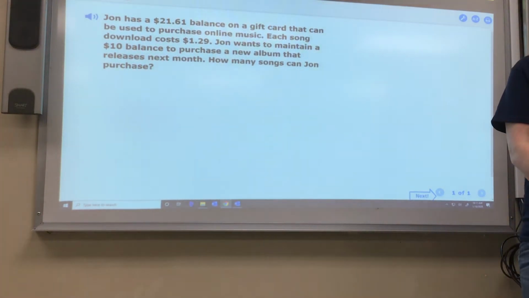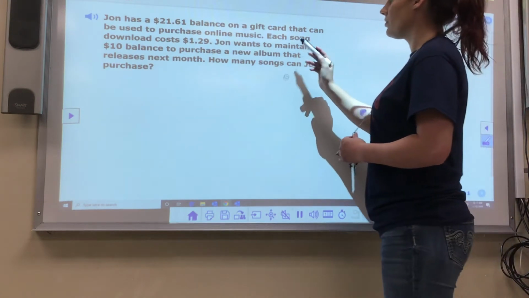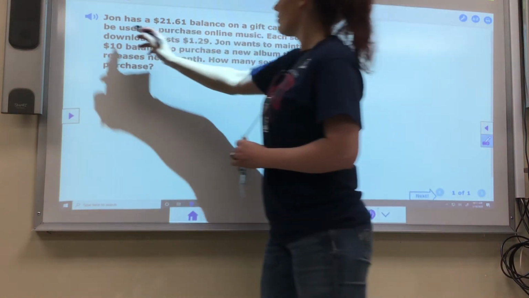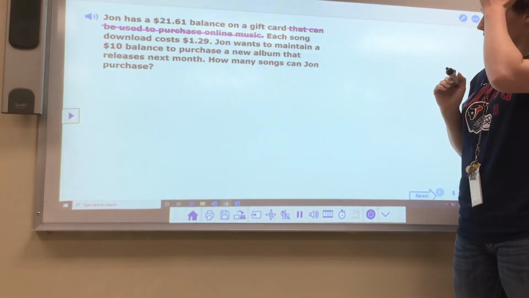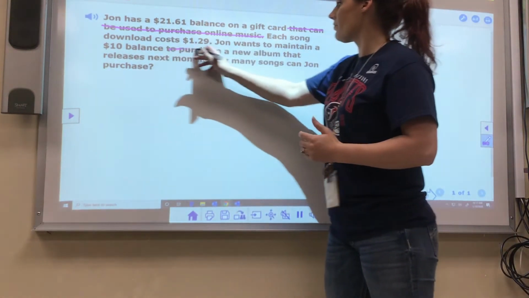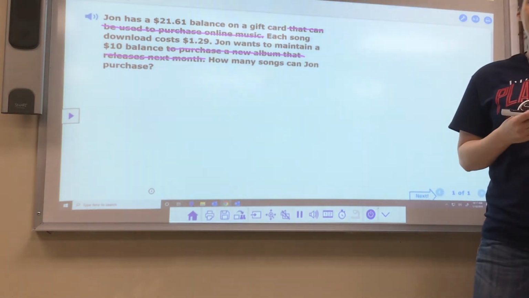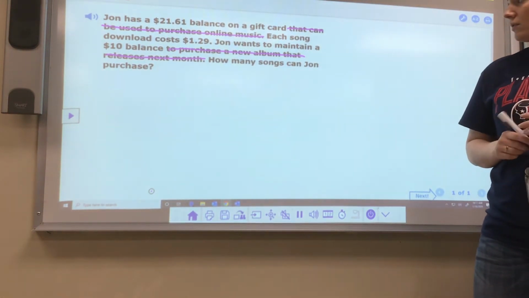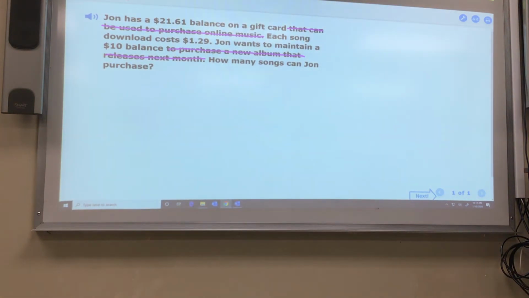So it says John has $21.61 balance on a gift card. Let's write all this down. Probably not. Let me cross out some of it. We don't need that part. There. I minimized it, shortened it a little bit for you. Jude, I need you to write this problem down.